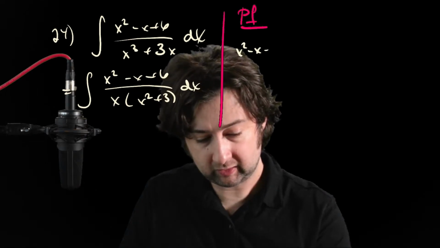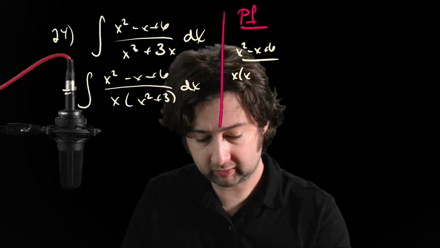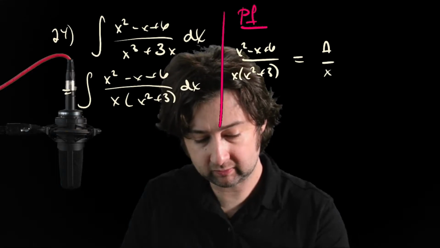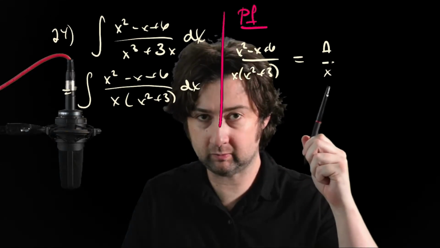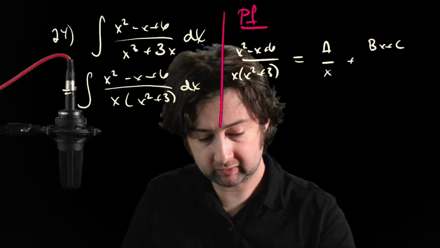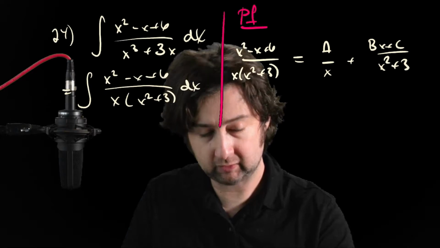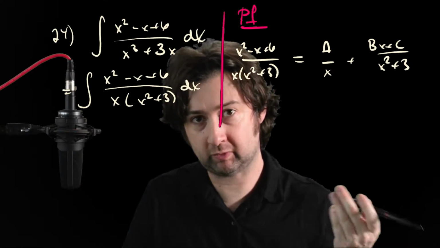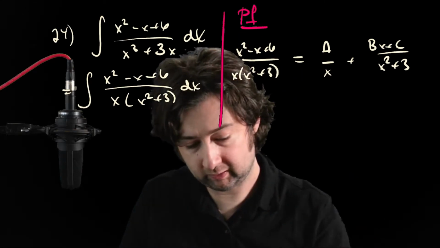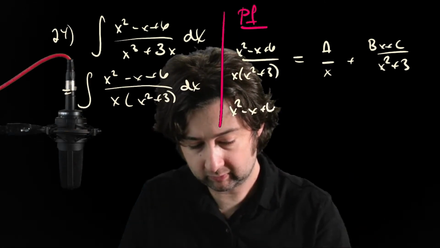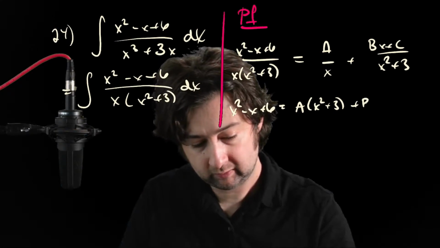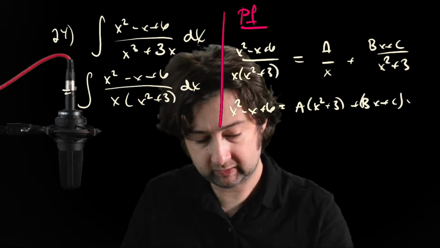x squared minus x plus 6 over x times x squared plus 3. Well, that's going to decompose as A over x, that is a linear term, plus Bx plus C over x squared plus 3, which is the partial fraction that you get for irreducible quadratics. If I multiply through by the denominator to clear everything out, I end up with x squared minus x plus 6 is equal to A times x squared plus 3 plus Bx plus C times x.